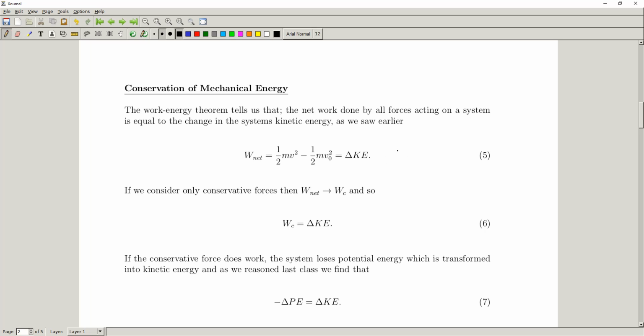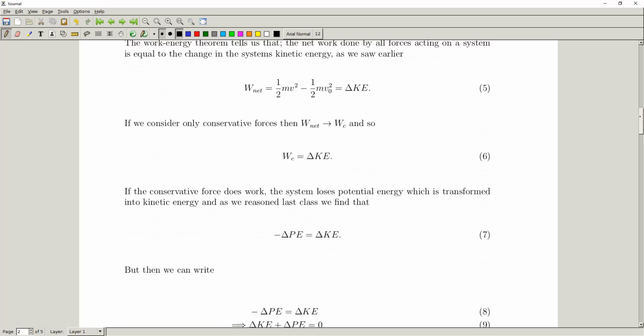But now we're going to consider only conservative forces doing work. And so this is simple enough. Our net work becomes just this work done by conservative forces, so nothing too fancy going on over there. And then if we drop these terms in the center, we can write the equation that we see here. Okay, so that should be fairly straightforward.